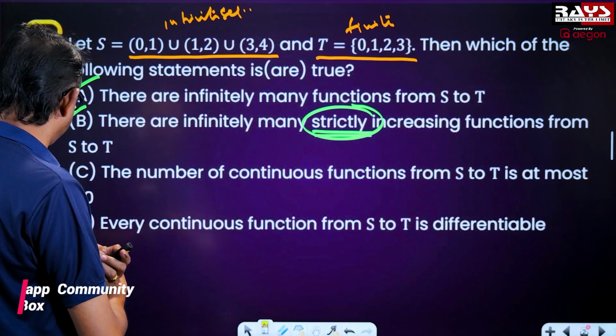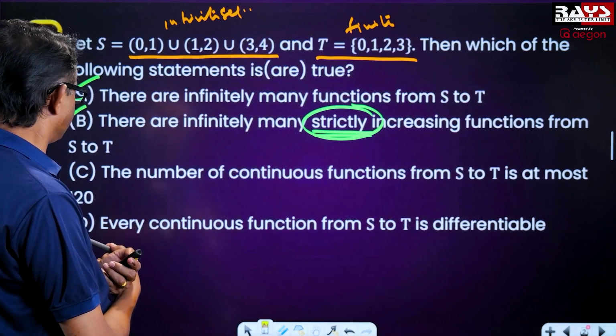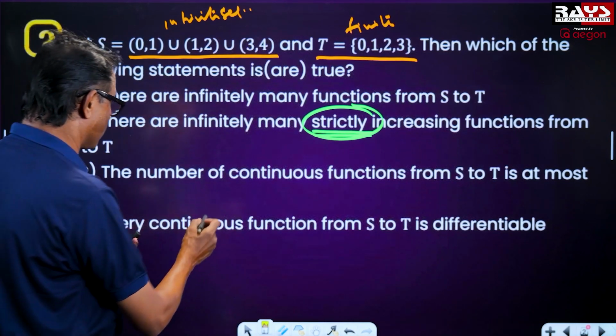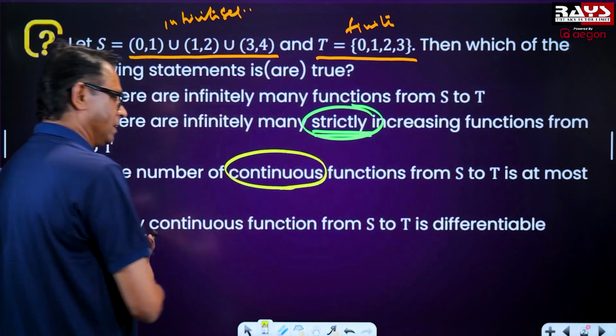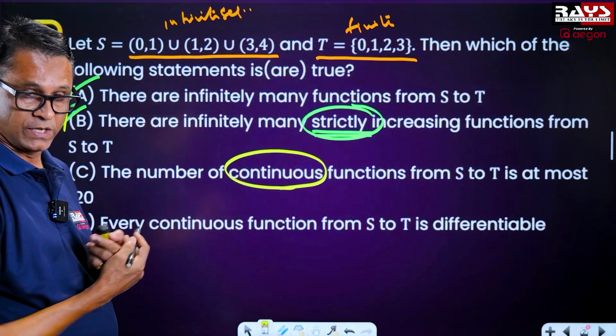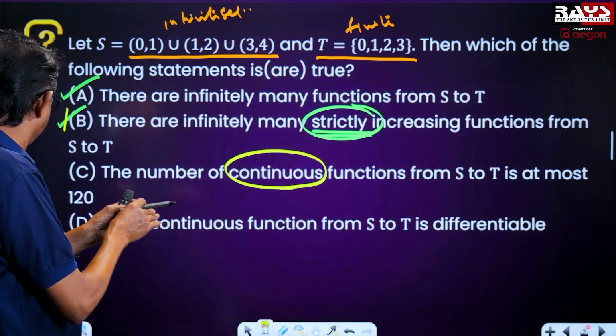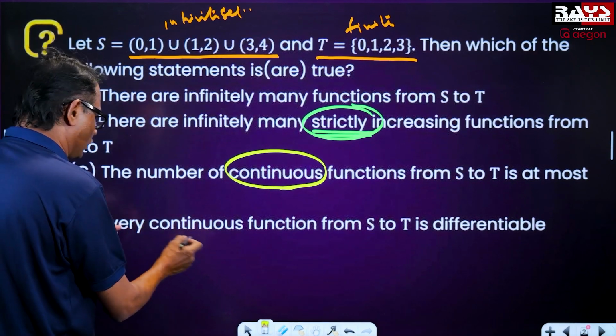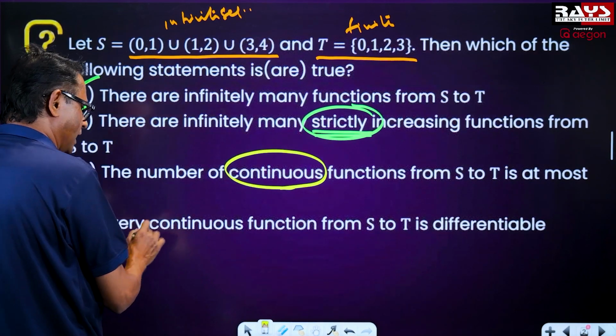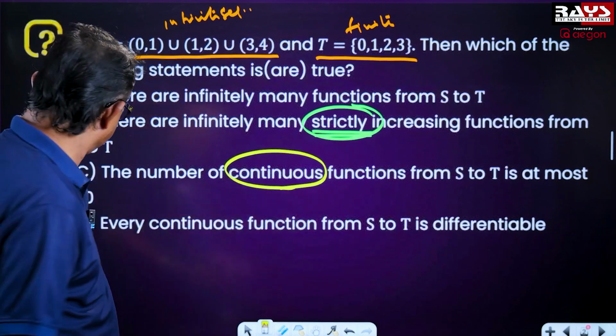Now look at the next question. The number of continuous functions. This word, continuous, is very important. The number of continuous functions from S to T is at most 1. Before going to that question, I would like to go to the 4th option, option D, and then after that we'll come back to option C.